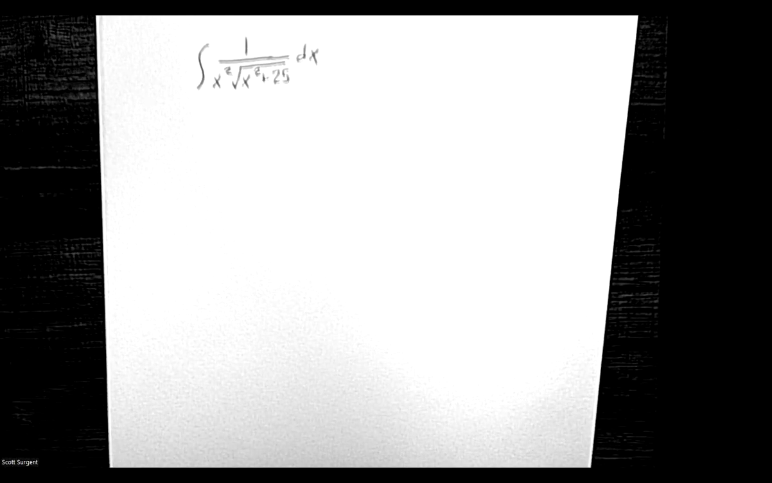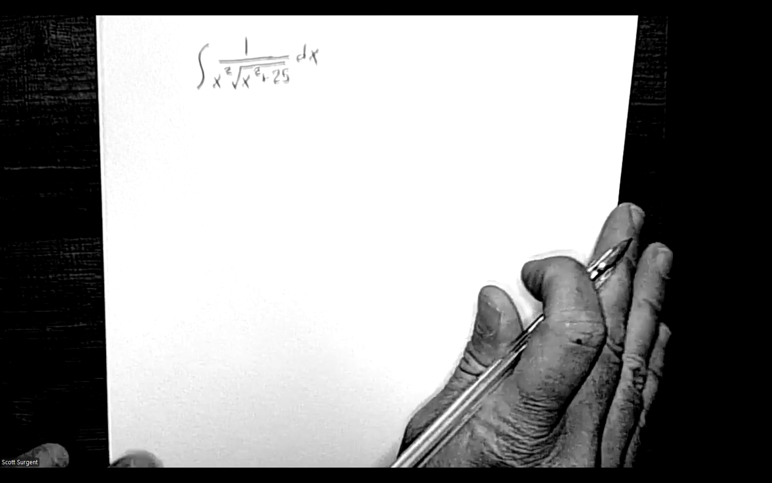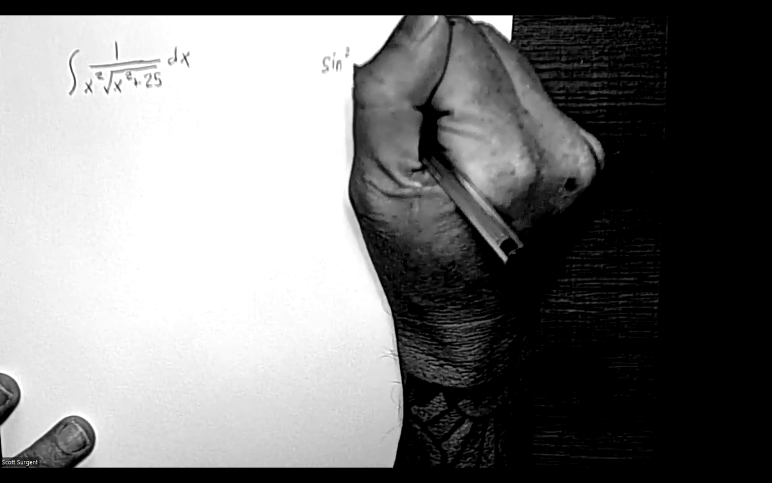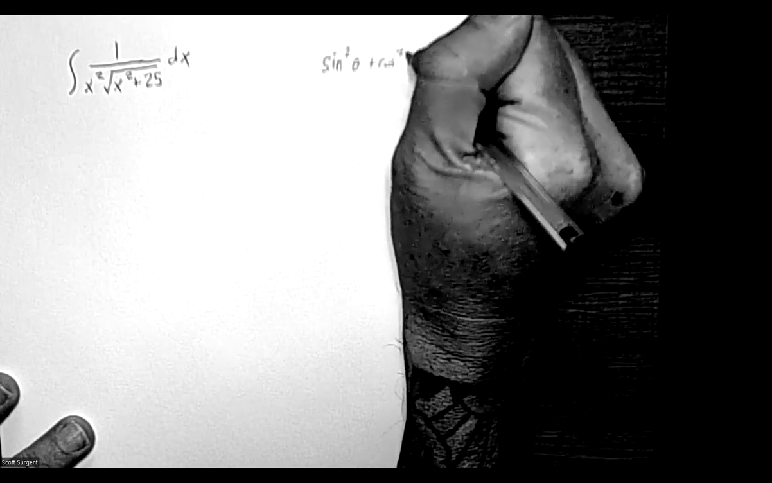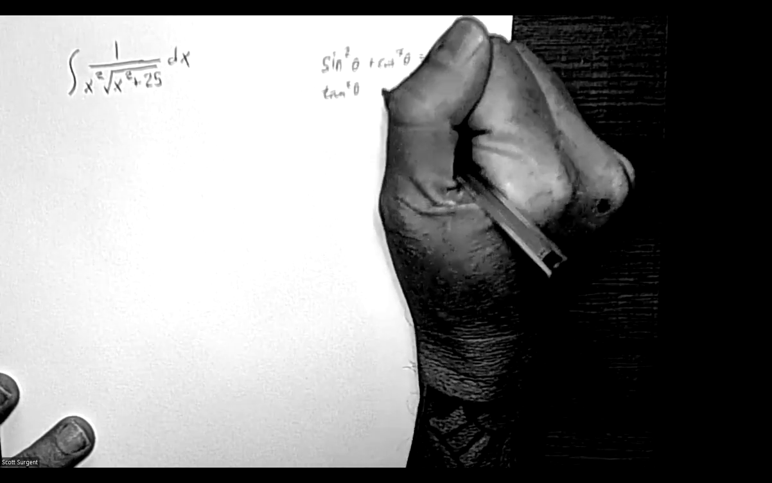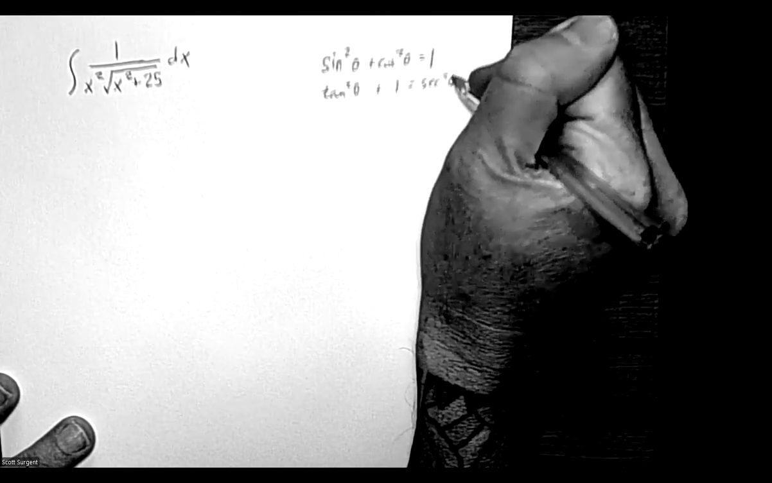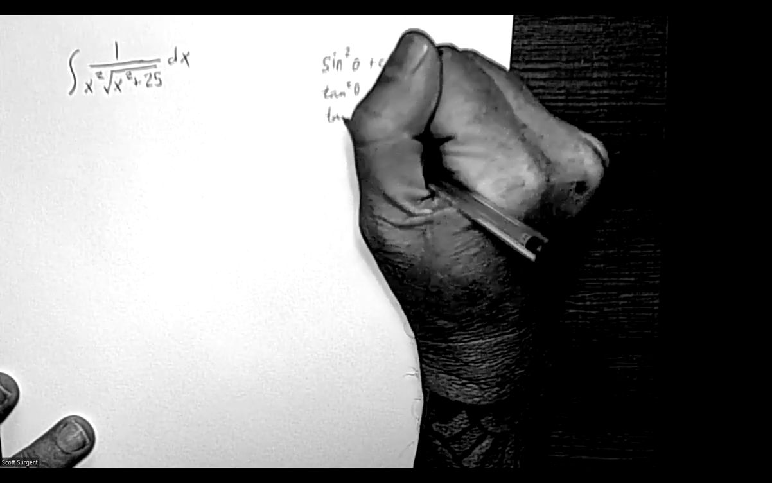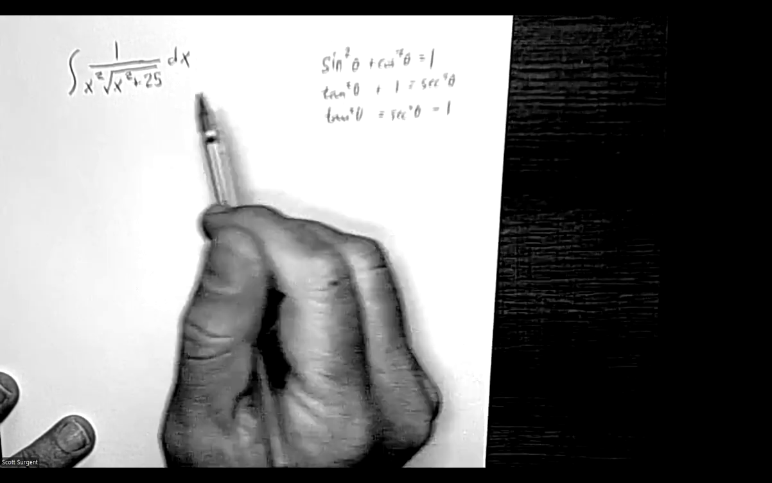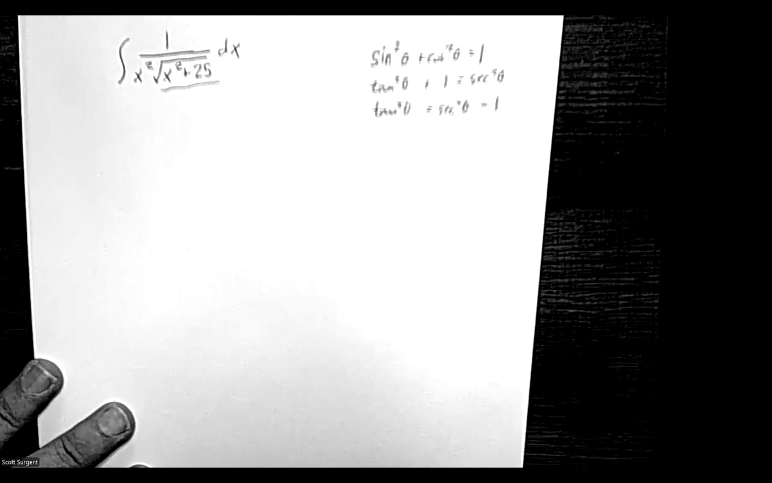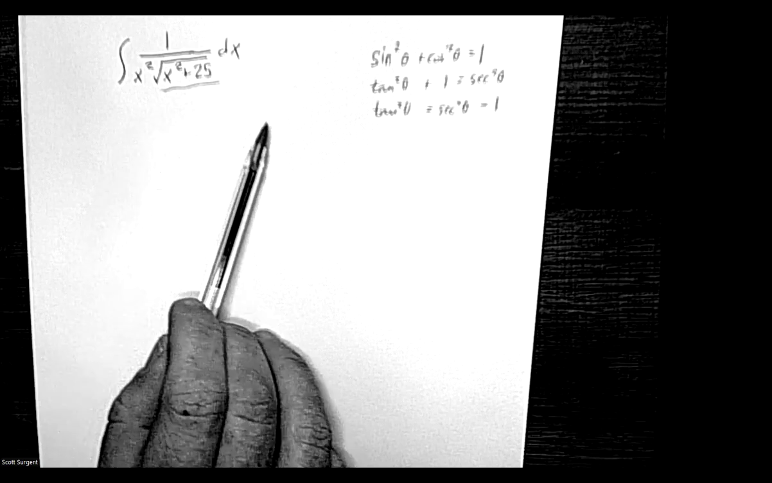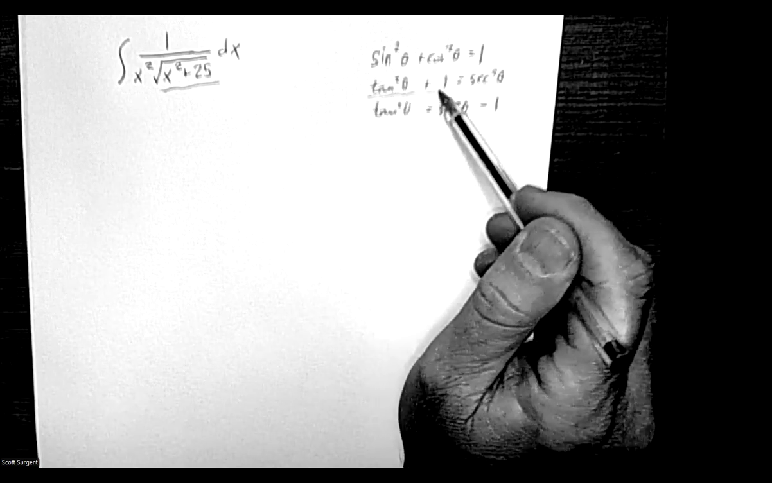All righty. Tell you what I would do, you're going to want to know your three Pythagorean identities. Sine squared theta plus cos squared theta equals 1. Then if you divide through by cos squared, you get tan squared theta plus 1 is secant squared. And then there's a corollary to that one: tan squared theta is equal to secant squared theta minus 1. What you're basically looking at is the form that's underneath the radical, and the radical is a sum of two squares. So it looks like we're going to want to use this one right here.